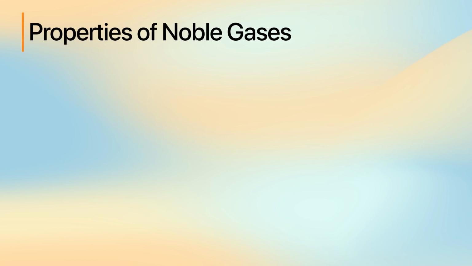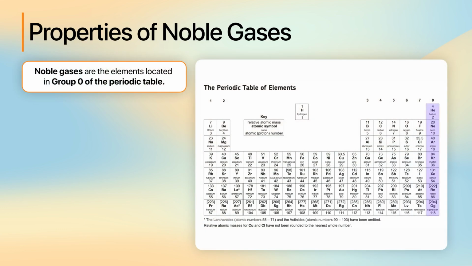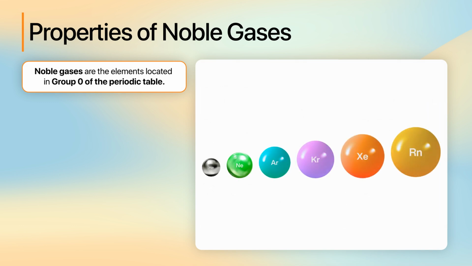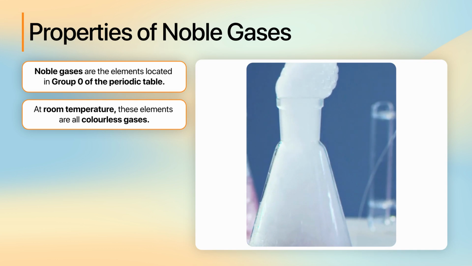To understand the properties of noble gases, let's explore their distinctive characteristics and why they are unique. Noble gases are the elements located in group 0 of the periodic table. This group includes the elements helium, neon, argon, krypton, xenon, and radon. At room temperature, these elements are all colorless gases.